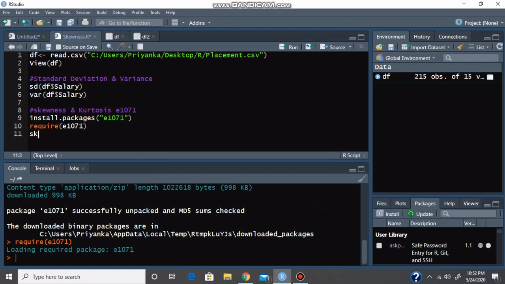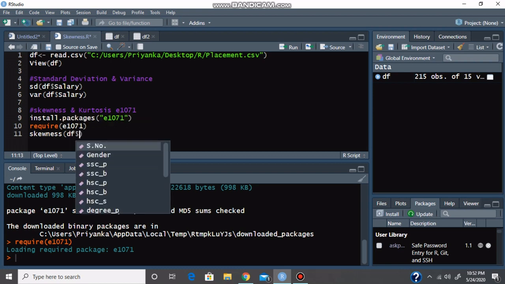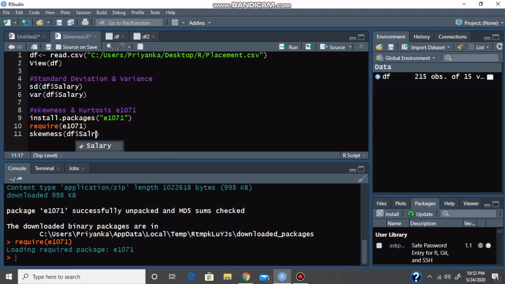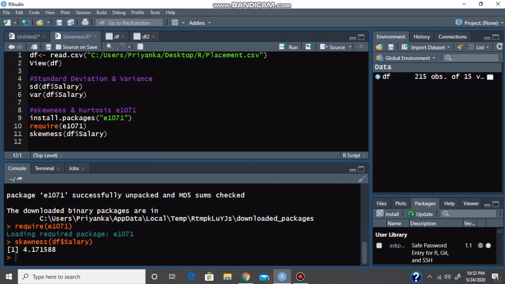To calculate the skewness, the function name is skewness, and in the simplest manner we can write df and the column on which we want to find the skewness. And when I hit enter, you can get the value as 4.17, and we have already seen in the previous section that a positive value of the skewness indicates that it is right skewed.